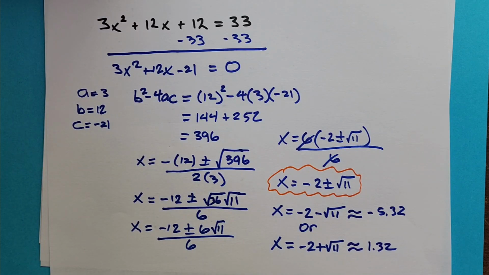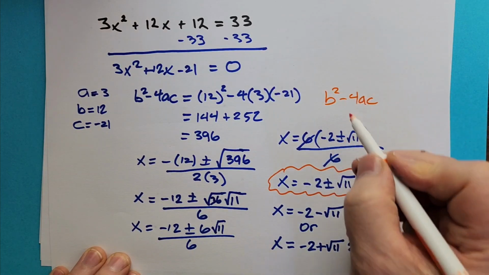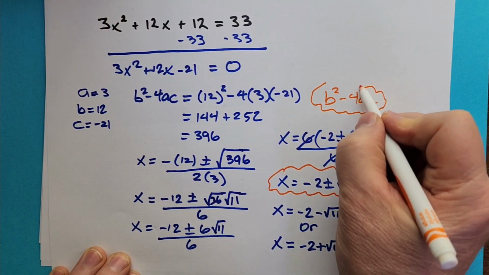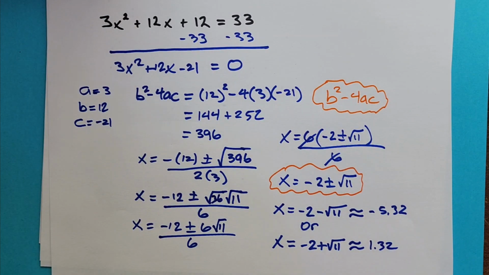Thank you for watching, and don't forget the discriminant, the b squared minus 4ac. This is the most important part of using the quadratic formula. This is the best approach to take as far as calculating the roots to your equations.